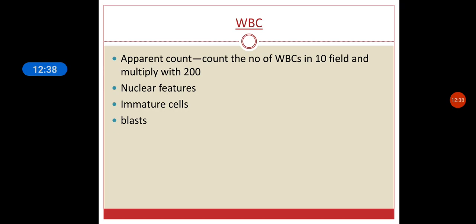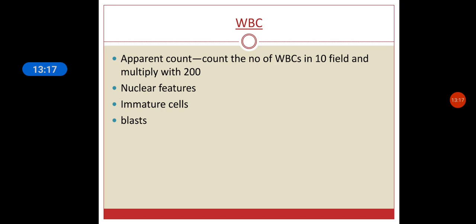The next we'll go to the WBCs. Okay, so WBCs ideally you're supposed to count in 10 fields, and then you're supposed to multiply it by 200. Okay, that will give you the average WBC count. Then the next thing is you have to go for the nuclear features. How is the nucleus? If you're describing a neutrophil, just tell if the lobes are normal, or if there are any excess granules in the cytoplasm, all those things. And you have to see whether any immature cells are present.